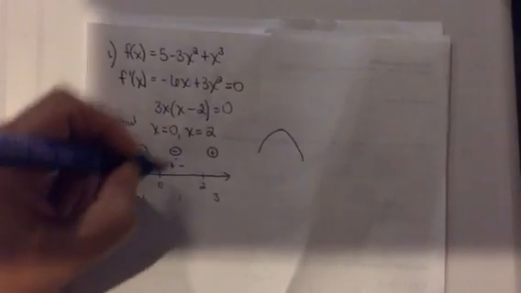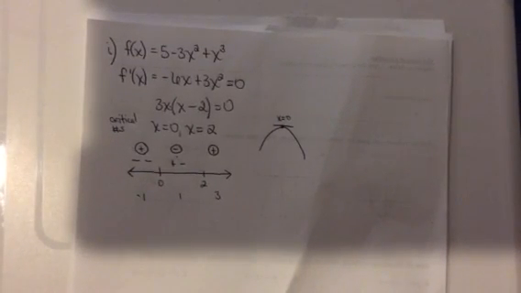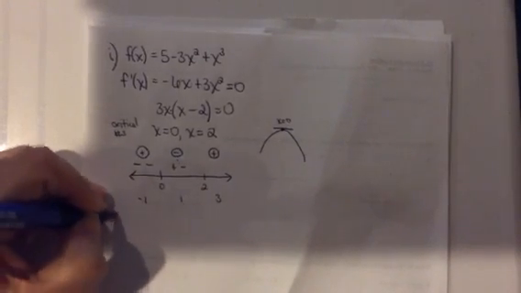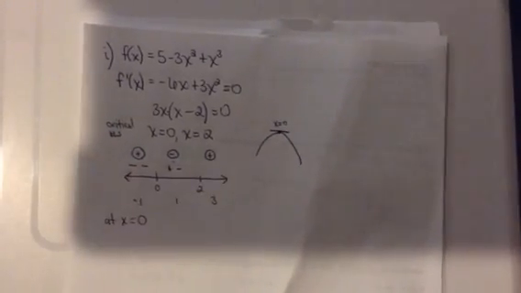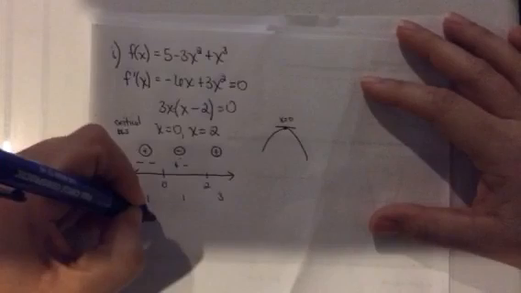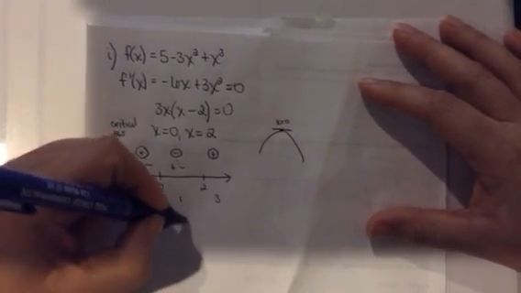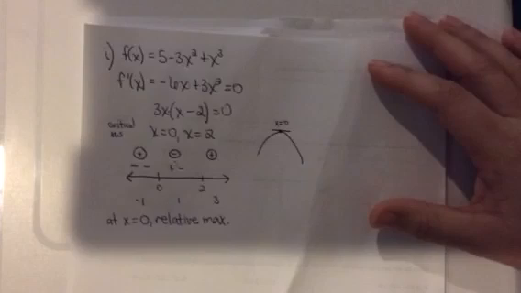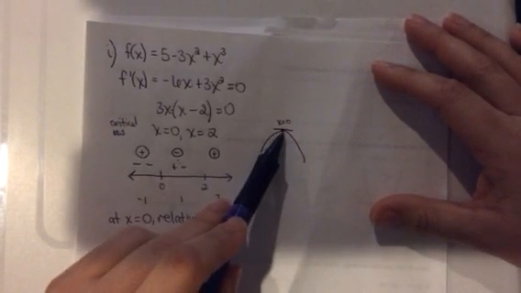So at x equals 0, there is a relative maximum. At x equals 0, can you still see that? Yes. There is a relative maximum. Okay. So let me go back here for a second again.